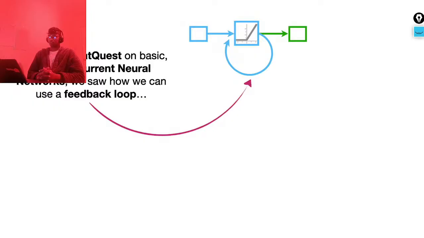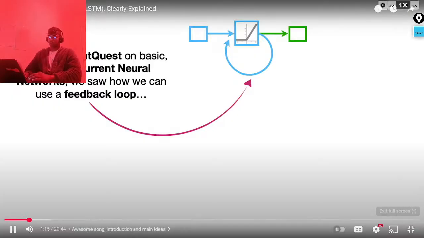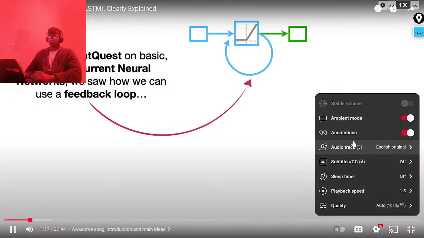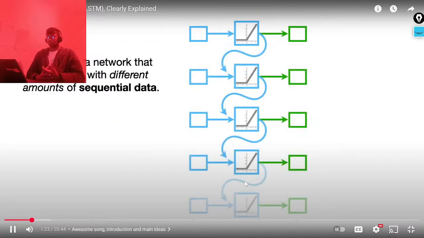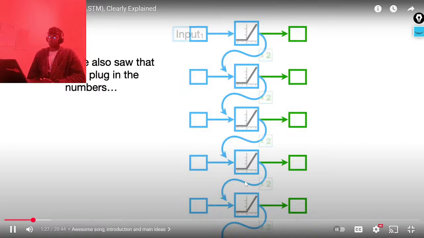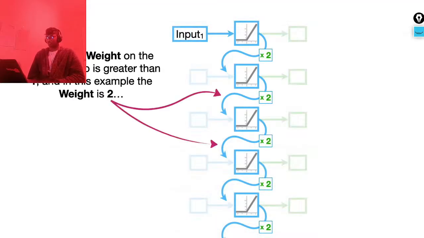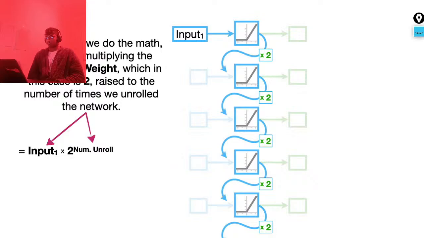Now, in the StatQuest on basic, vanilla recurrent neural networks, we saw how we can use a feedback loop to unroll a network that works well with different amounts of sequential data. However, we also saw that when the weight on the feedback loop is greater than 1, and in this example the weight is 2, then we end up multiplying the input by the weight, which in this case is 2, raised to the number of times we unroll the network.